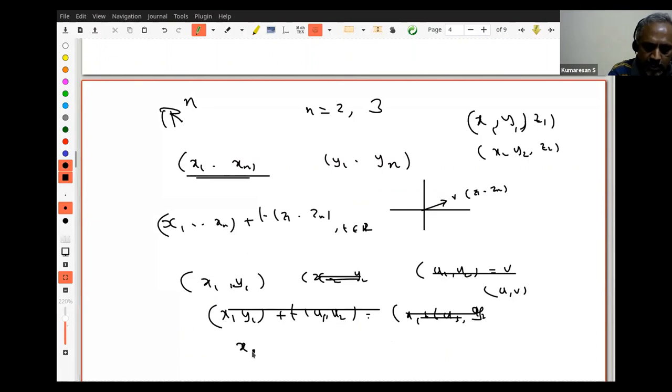So the line is x1, y1 plus t times u, v. So this is going to be x1 plus tu, y1 plus tv. Is that okay?